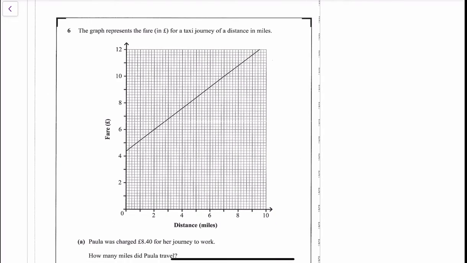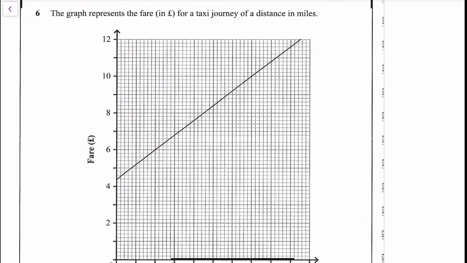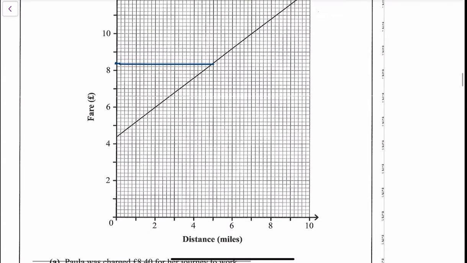Paula was charged £8.40. So if you have a look here, £8.40. Every wee square vertically is a fifth of a pound. So 2 squares then is going to take you up to £8.40, 2 squares beyond the 8, I should say. So £8.40, go across and down. And when I did that, I think I got a nice answer.